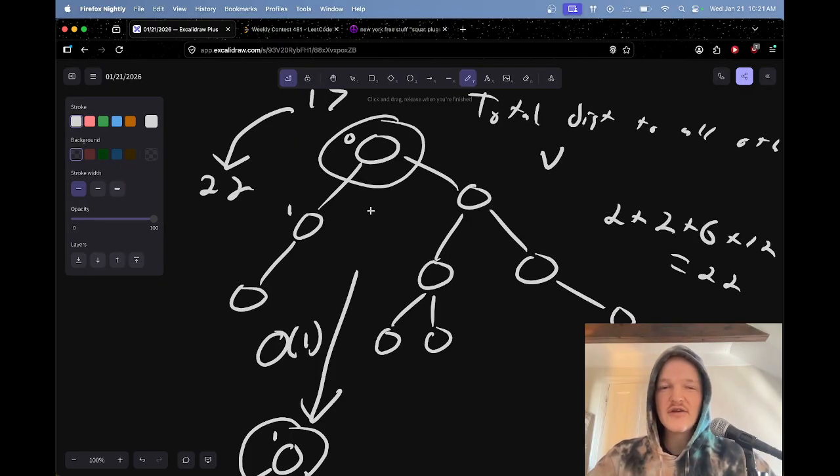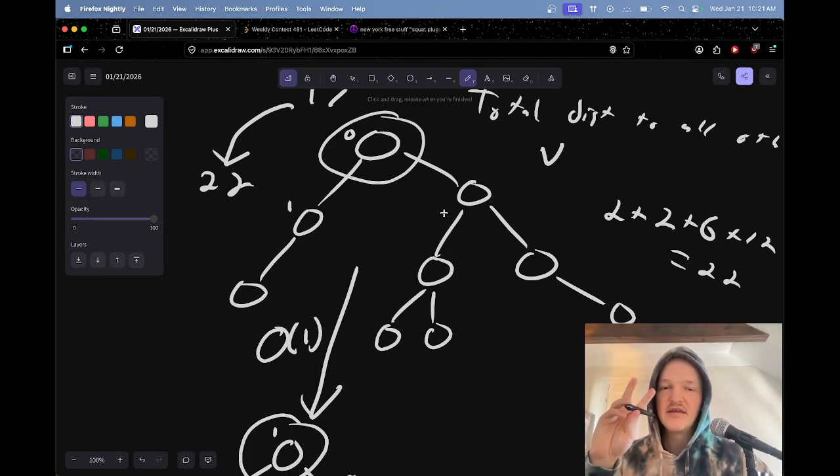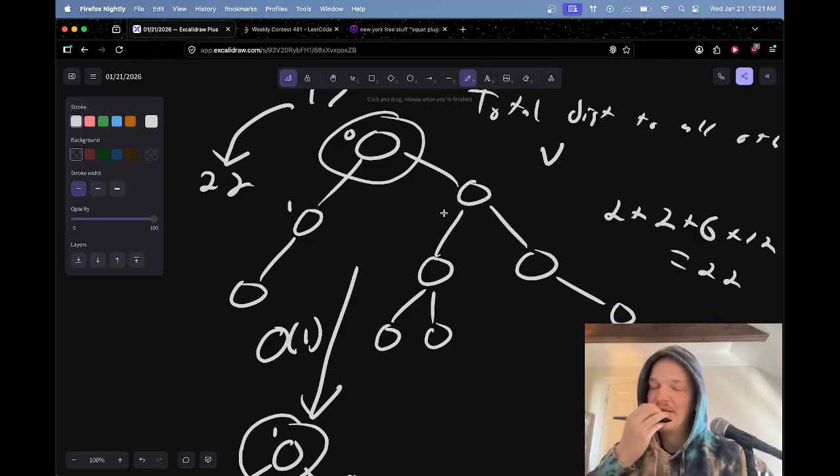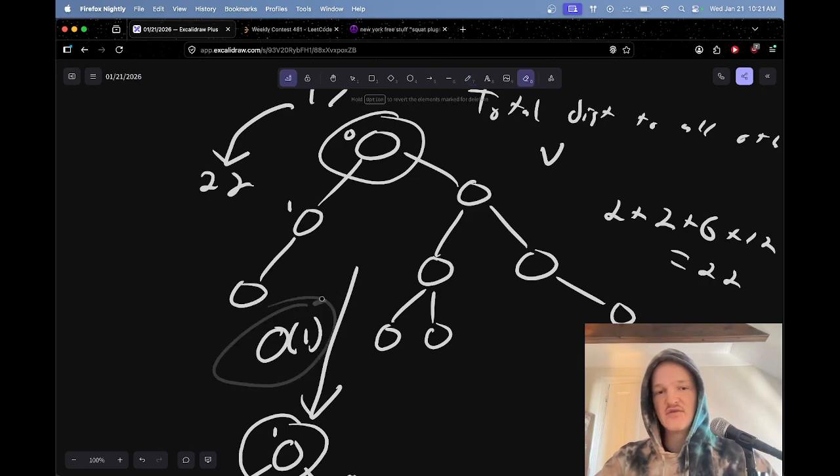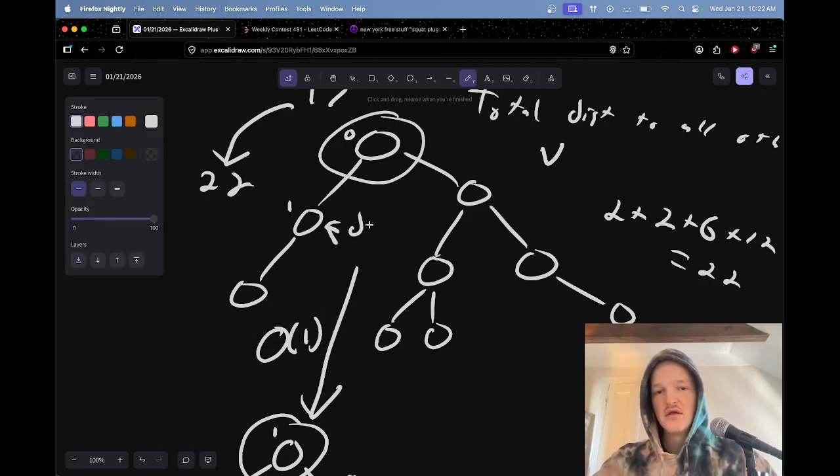It's very similar to tree DP, which you could argue is exactly what this is. We've established a transition, and we've said, okay, DP at 1 is equal to some sort of function on DP at 0.